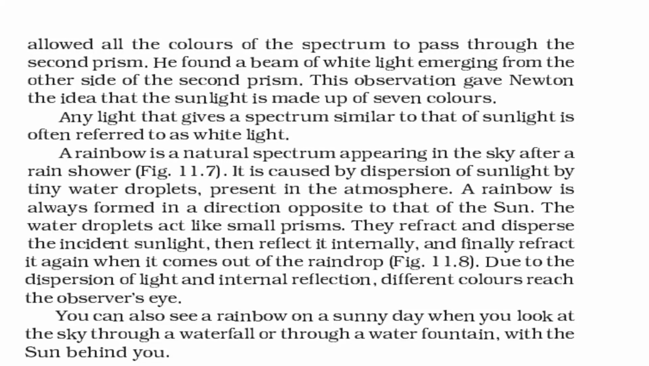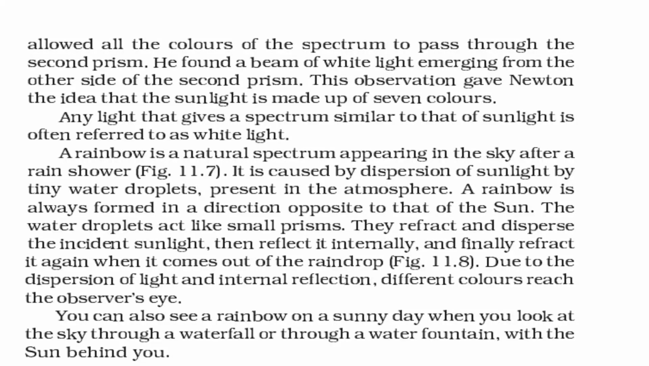A rainbow is a natural spectrum appearing in the sky after a rain shower. It is caused by dispersion of sunlight by tiny water droplets present in the atmosphere. A rainbow is always formed in the direction opposite to that of the sun. The water droplets act like small prisms.